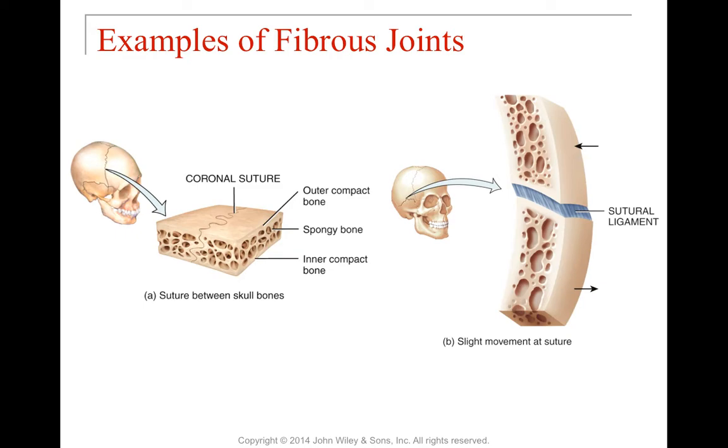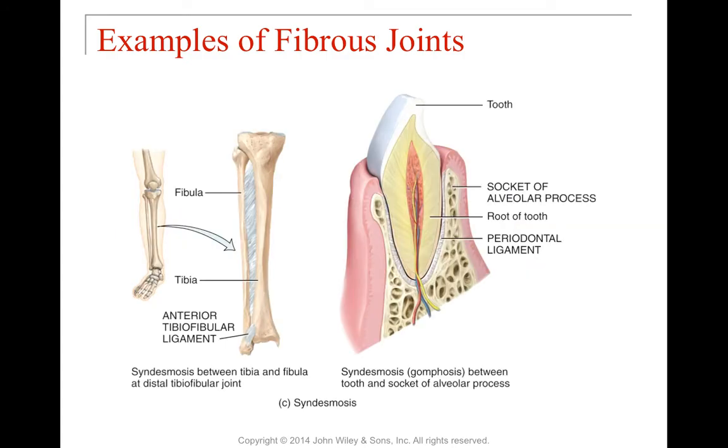This is a coronal suture. It's going to hold together the frontal bone and the parietal bones, right? And we have the outer compact bone, spongy bone, and inner compact bone on the normal areas of bone. But where the coronal suture is, we have mainly just the outer compact bone. So it's actually going to be more dense at a suture region than it is in the other regions. And we also are going to have ligaments in this place, sutural ligaments, which are there before the sutures are formed. And that's going to allow for a little bit of motion at those sutures, right?